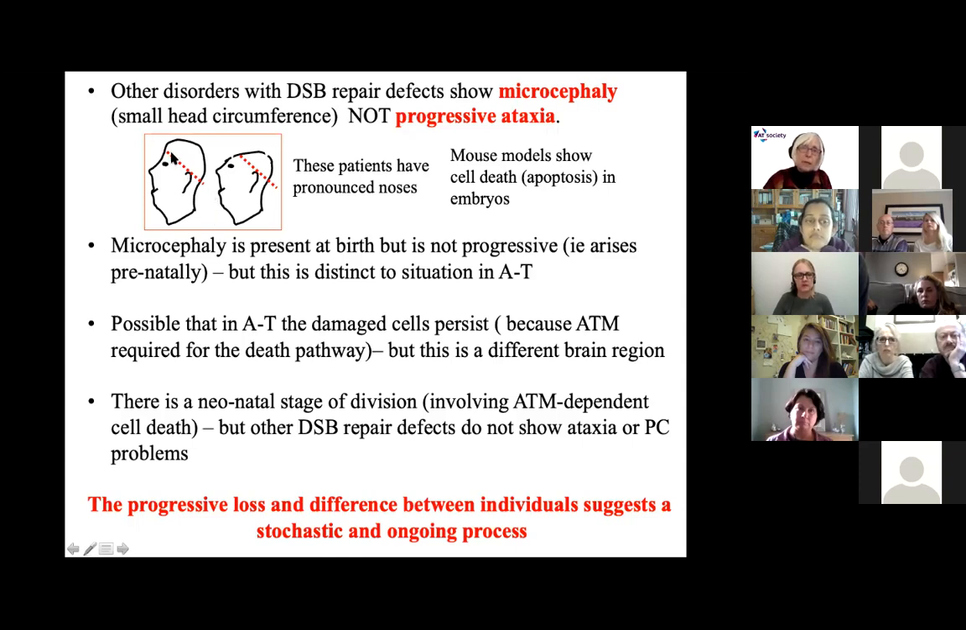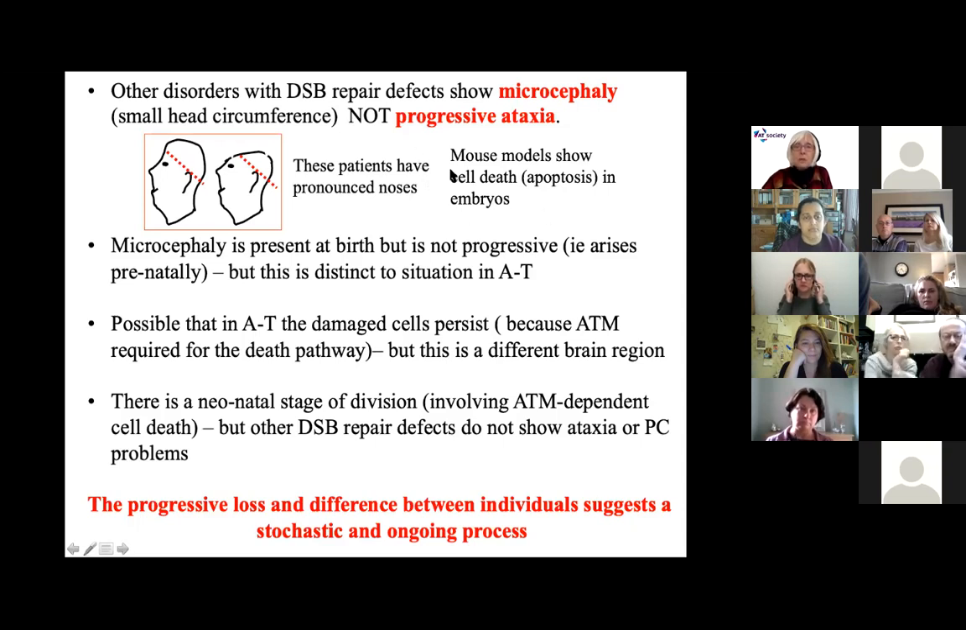And what I mean by microcephaly is it's a measure of the head circumference, and you can take the measure from behind the ears. The reason why it's small is that you're lacking the forebrain, and it's this region which is particularly small in these individuals. Because of that, these individuals often have pronounced noses, because effectively it's distorted a bit because you haven't got this part of your forehead. And that clearly is not resembling AT in any shape or form.